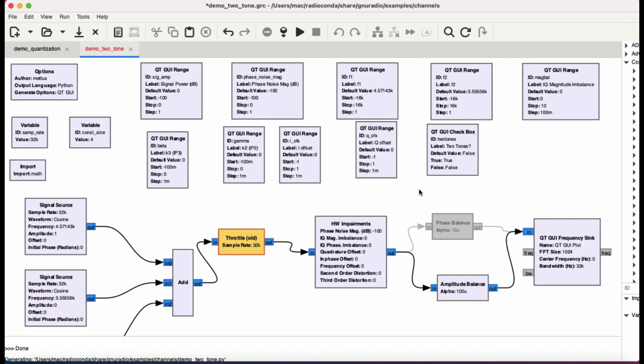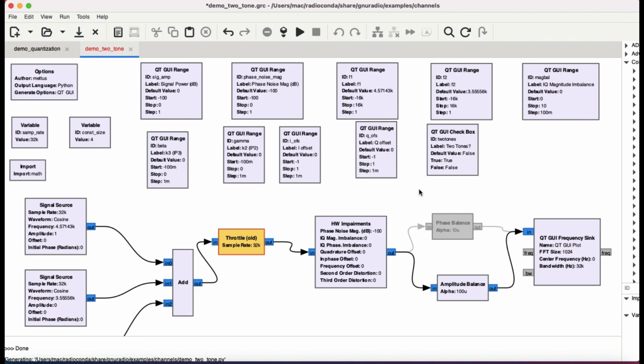Back with a video on GNU Radio, and in this video we're going to look at some of the hardware impairments that we normally encounter when we're trying to do a transmission and reception using our software-defined radio. Basically, these hardware impairments, which include phase noise, IQ magnitude imbalance, IQ phase imbalance, and things like that, actually affect your signal quality, noise level, and your spectral purity.